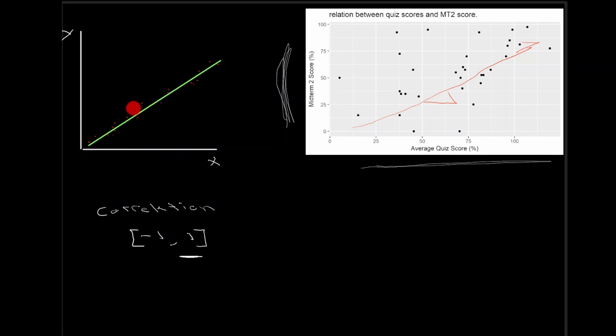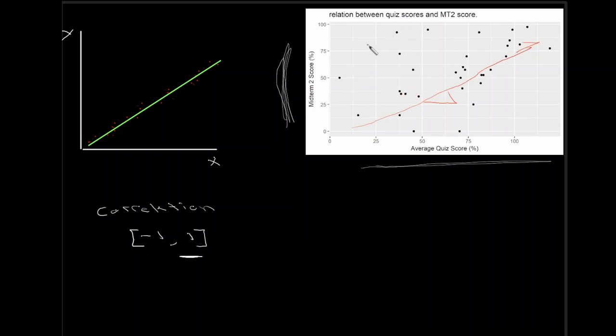In this case here on the left, we would have a correlation much closer to one because we have data points more tightly packed to the line. In this situation here on the right, we would have a correlation much closer to zero because while we can still visualize this positive relationship, it's much weaker.